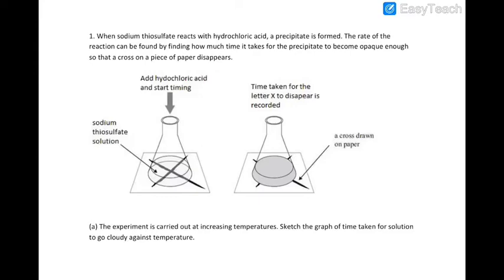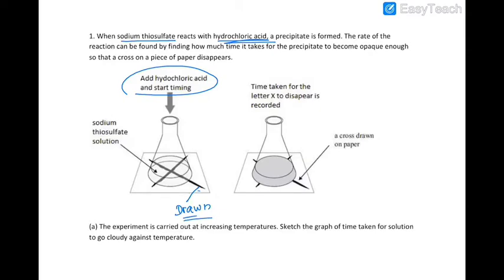Now let's consider this reaction where you have sodium thiosulfate reacted with hydrochloric acid. When acid is added to the sodium thiosulfate, we start the timer and monitor the time it takes for the X mark on the paper. This is an X that has been drawn, and we're going to record the time it takes for that X mark to disappear.